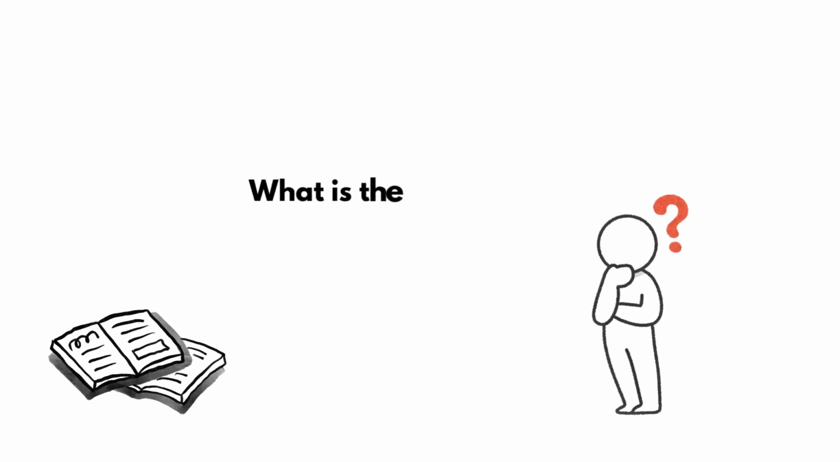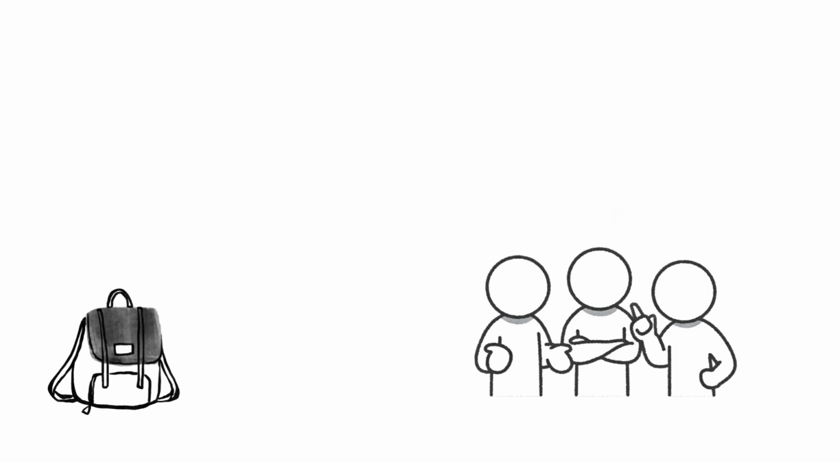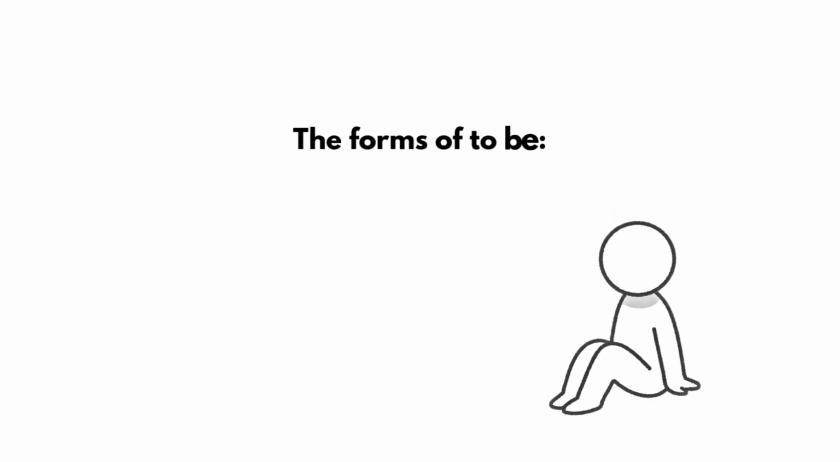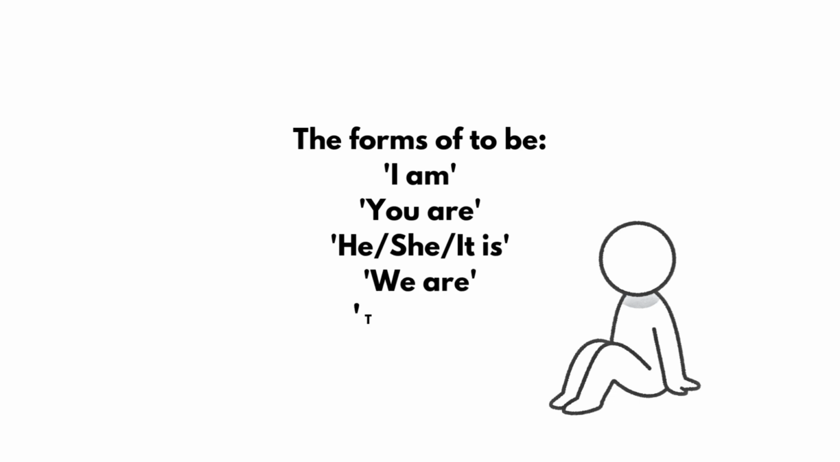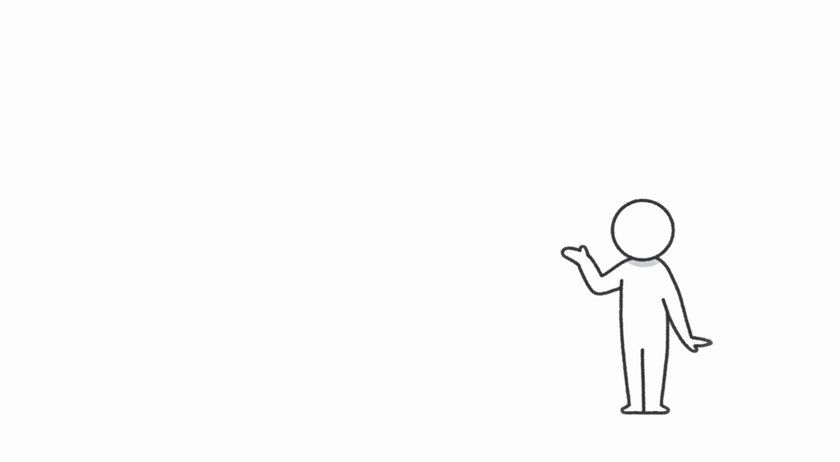The verb to be is a very common verb in English, and we use it in many situations. It's used to describe who or what someone or something is. Let's look at the forms of to be. I am. You are. He, she, it is. We are. They are. These forms change depending on who we're talking about. Let's take a closer look.